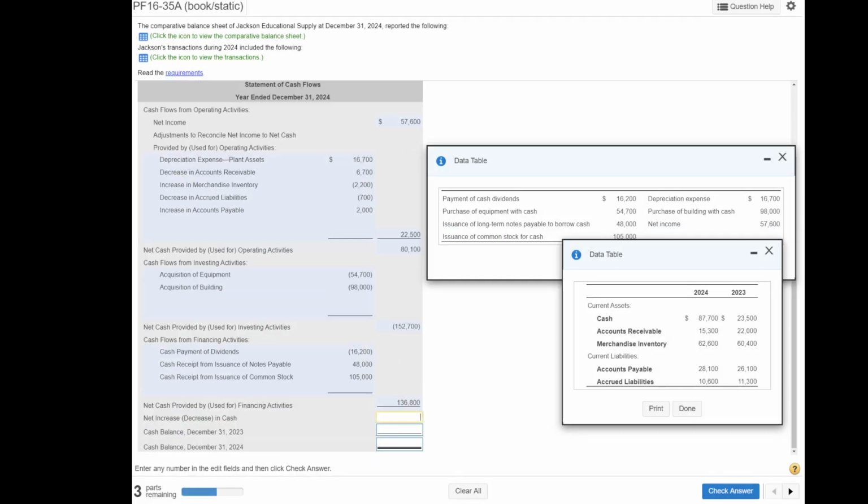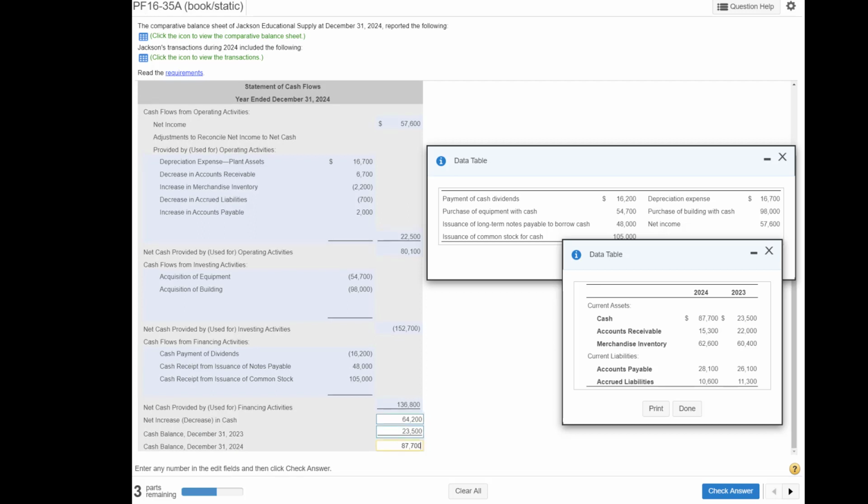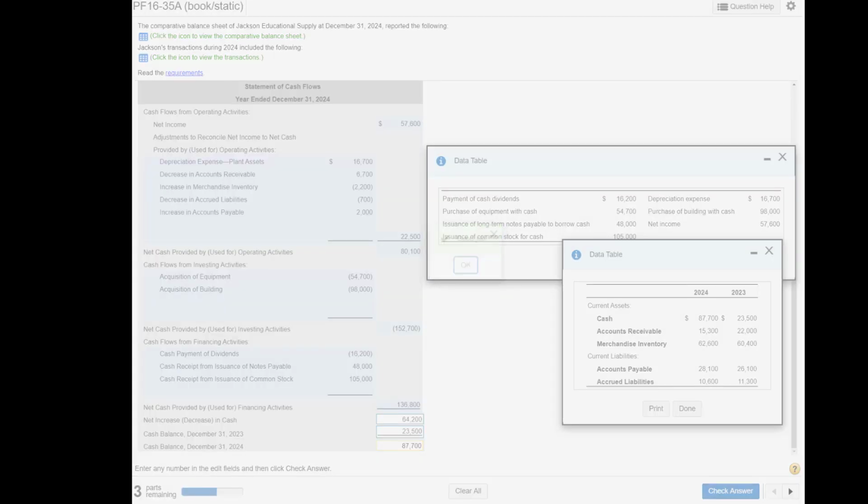Next, net increase or decrease in cash. We can take this number, subtract this number, add this number, and place it here. You should also double check. Take this current year's cash, subtract the last year's cash, and that difference also goes here. Net increase or decrease in cash is 64,200. So next goes last year's cash, 2023, copy and paste. Next is this year's cash, 87,700, copy and paste. Good job.